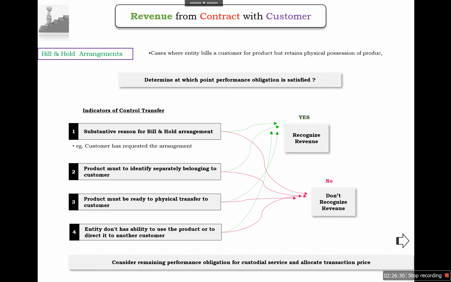We need a substantive reason for the bill and hold arrangement. We have billed the material but hold the material with us. There may be a reason, such as the customer not having space. He has purchased the goods but has requested that you please keep the material with you. So in that case, we will check if control has transferred, then we will recognize the revenue. So the ultimate test point is whether we have transferred control or not.